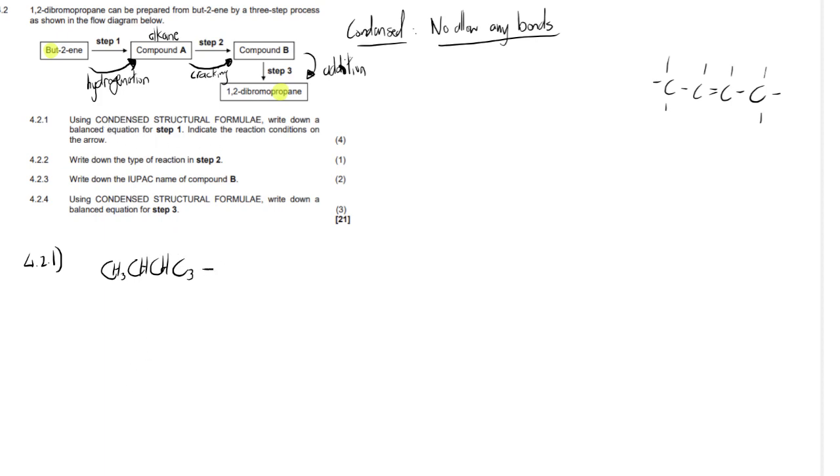Now write down the balanced equation. So that's the but-2-ene, and then I'm adding, or what do I need? What is needed for hydrogenation? What do we call it, reaction conditions for hydrogenation? Do you remember what the reaction conditions were for hydrogenation?